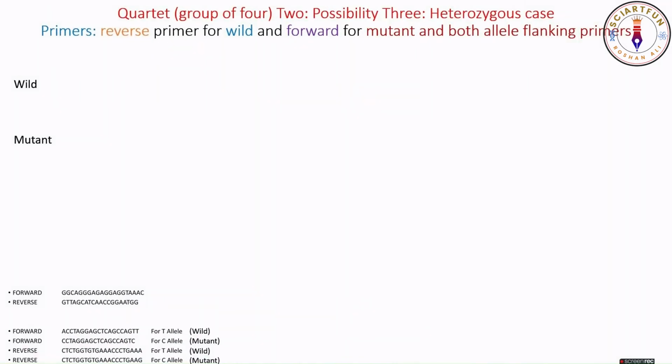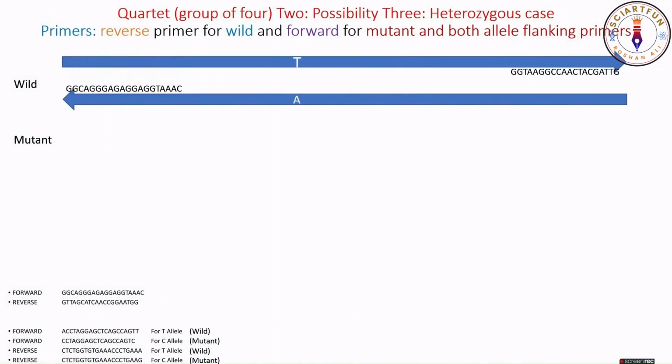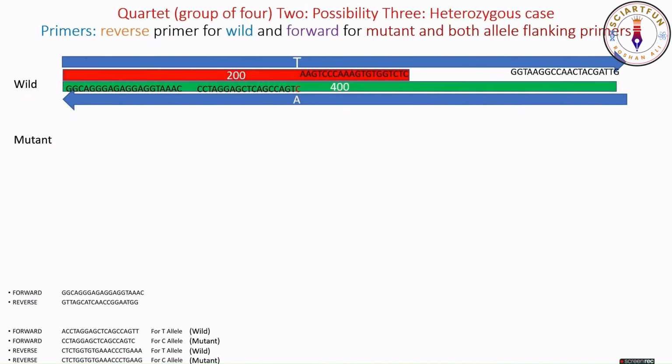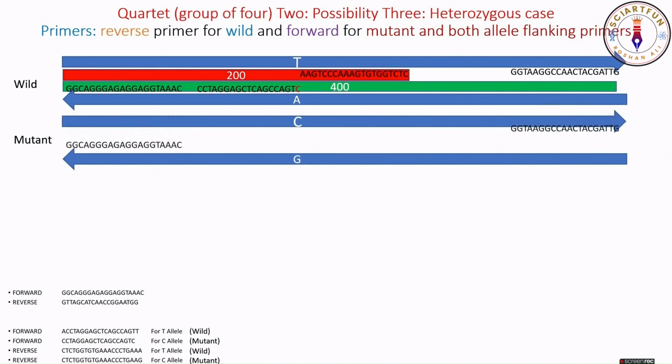And this is the last case. This one is again heterozygous case. But this time the 200 base pair amplicon will be for wild and 300 base pair for mutant and 400 base pair common.